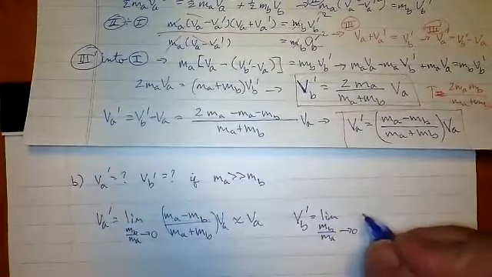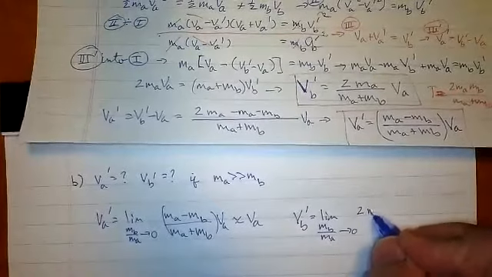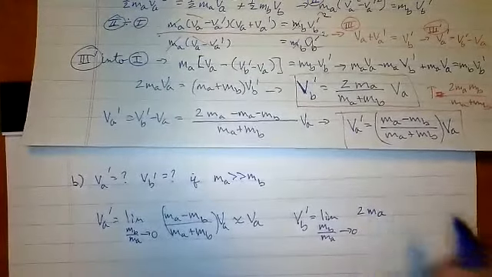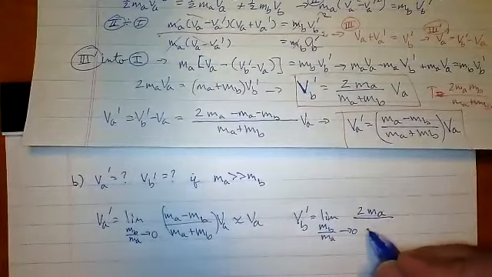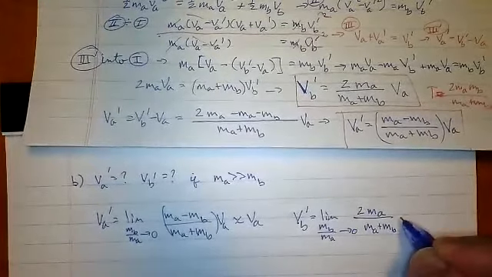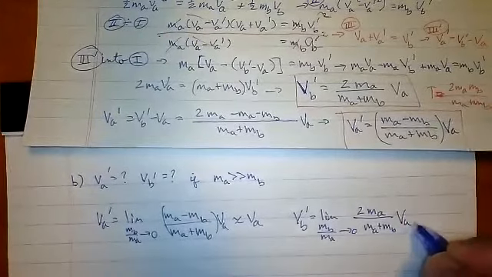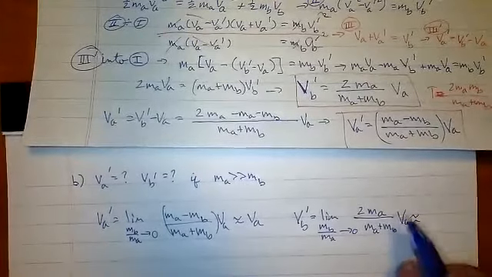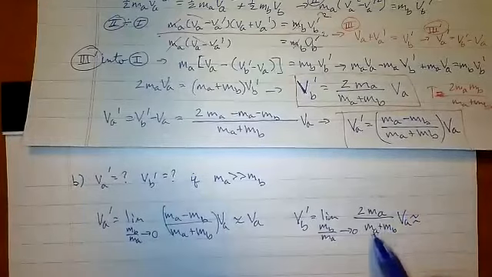Now, in this case, we got 2 times the mass of A, the Mack truck, divided by the sum of the mass of the Mack truck plus the fly, and all that times VA. Well, I think you can see what happens if MA is really, really large.